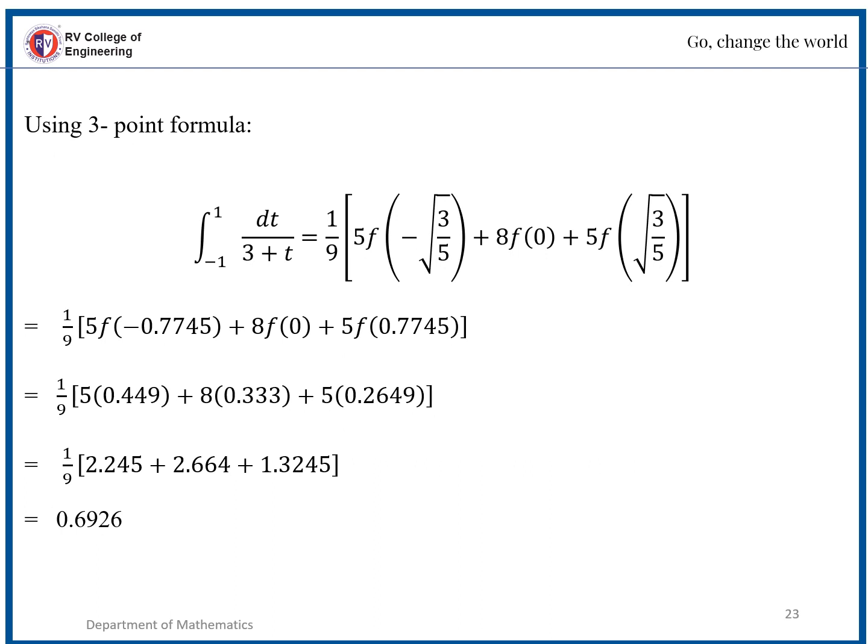Now by using the 3-point formula, integral from minus 1 to 1 dt divided by 3 plus t. The 1 divided by 3 plus t is the function which we had transformed the integral to, minus 1 to 1, and that is equal to 1 by 9 times of 5 times f of minus root of 3 by 5 plus 8 f of 0 plus 5 times f of root 3 by 5. The f of minus root 3 by 5, f of root 3 by 5 and f of 0 values are calculated, and those values are substituted in the formula, and finally we obtain the value as 0.6926.